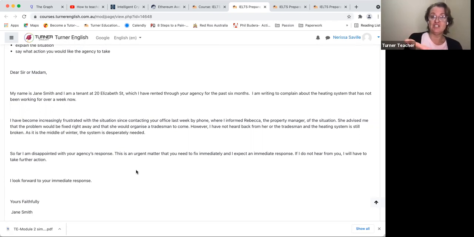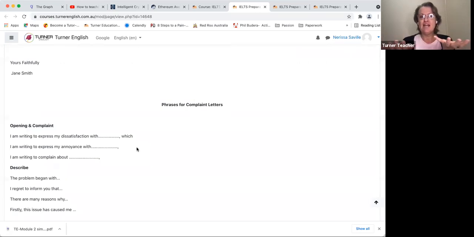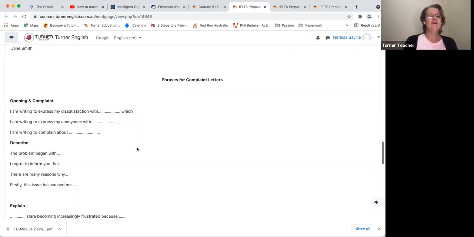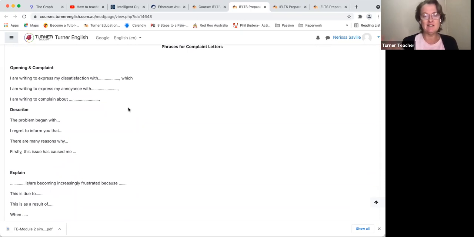The real estate agent is a very common one, and getting things fixed in the house, especially if you're renting, is very common. So this is a good practice. So let's have a look at some of the vocabulary and phrases that can be used in a letter of complaint. Let's look at the opening and the complaining. You can see that it's quite polite. It's not angry and aggressive. And you're writing it in first person, so that's quite important as well.